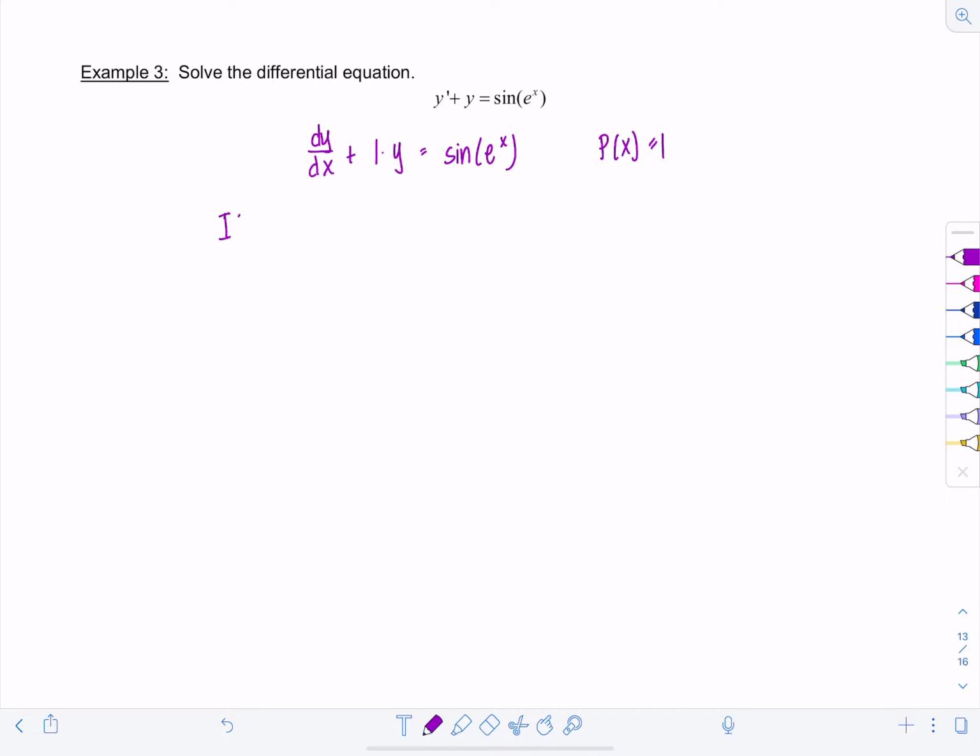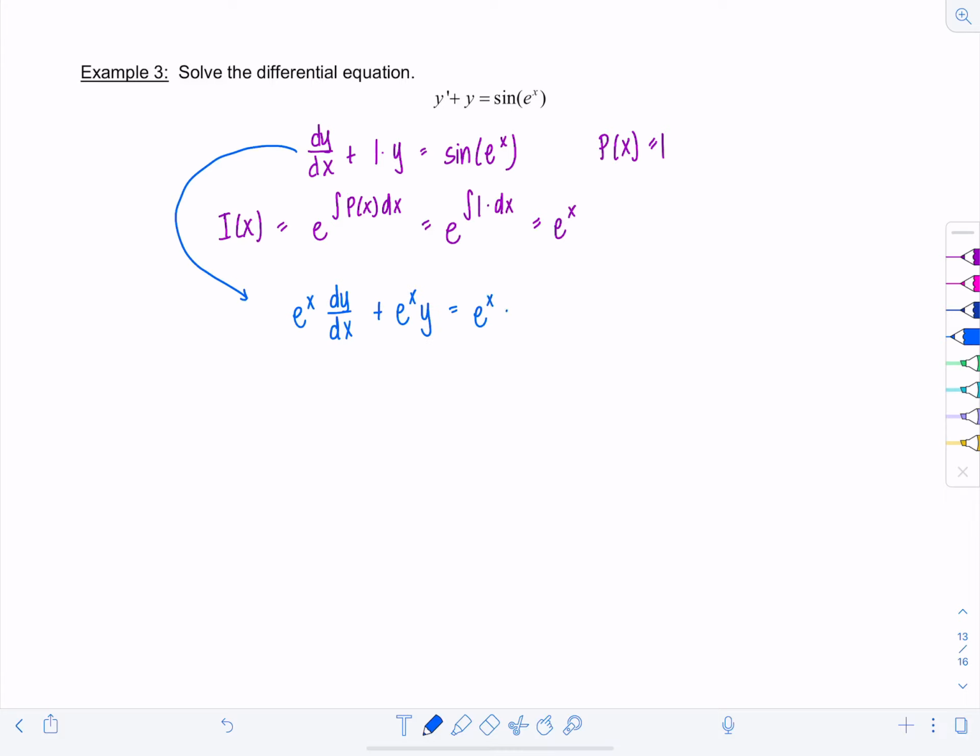So let's get our integrating factor, I of x. It's e raised to the integral of p of x dx. So it's e raised to the integral of 1 dx. So what's that? It's just e to the x. Okay, once you have the integrating factor, you multiply it by the original equation in standard form. So we have here e to the x dy dx plus e to the x times y equals e to the x times sine of e to the x.